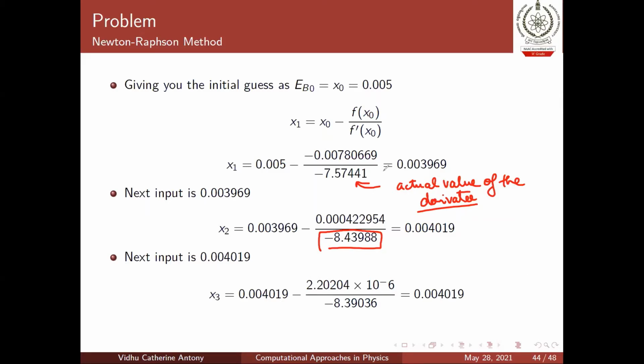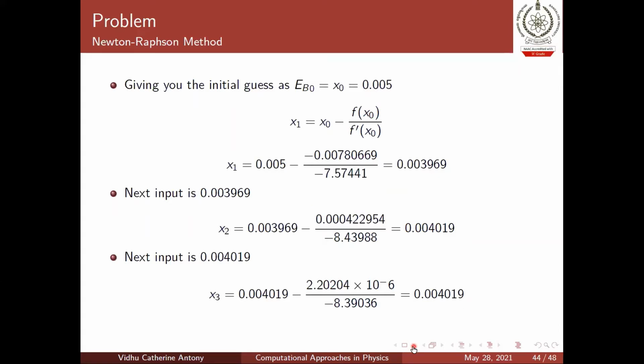I'm sure you're able to do something like this. All that is required is you just plug in the values and substitute, and then you get your x1. And then you take this x1 and plug it in for the next one. So this would be x1 minus f of x1 divided by f prime of x1. You plug it into the next one and you get your value here. For your x3, you plug it in and you get your value here.